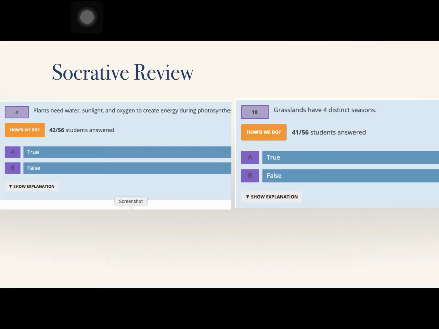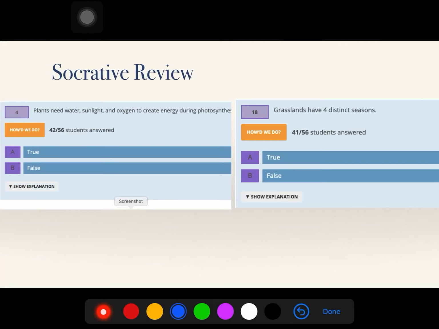So the very first two questions, and I chose these questions when we had a lower percentage of people getting these right. Plants need water, sunlight, and oxygen to create energy during photosynthesis. Many of us said that was true, but it is in fact false. And it's false because of the oxygen. It's a trick question in a lot of ways. So sorry that got so many of you. It's carbon dioxide that plants need, as well as water and sunlight.